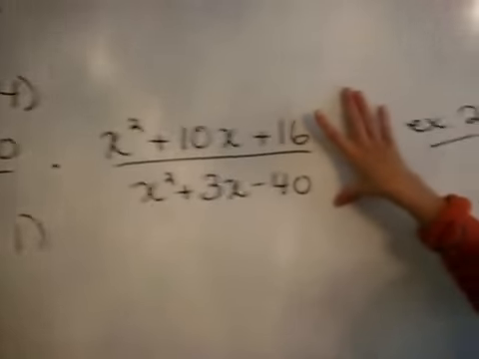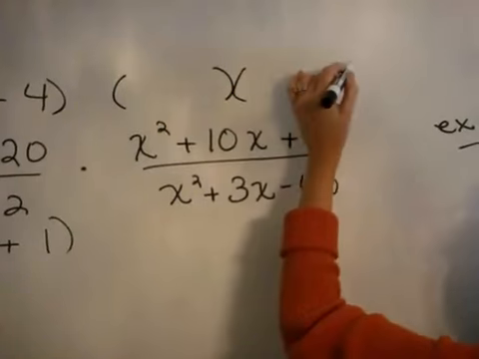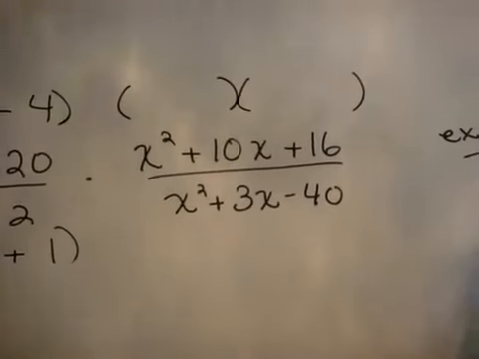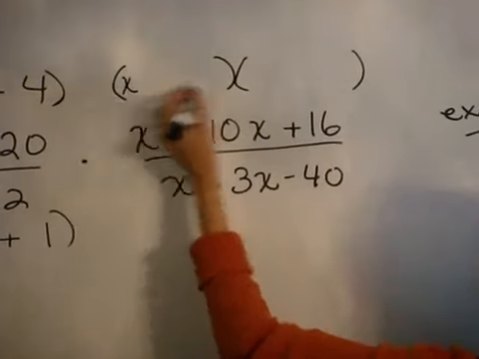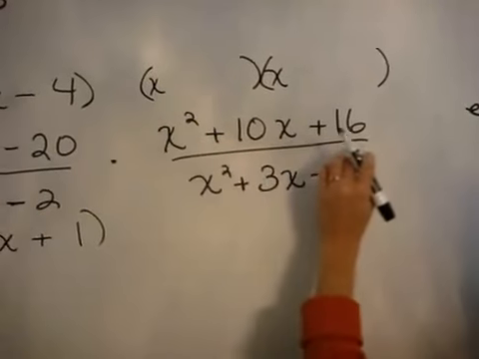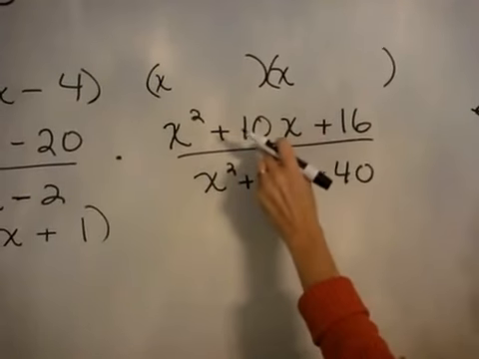We move on to this one. Factor again. You're going to get a lot of practice with factoring. These are very easy factoring problems. We haven't gotten to the difficult ones. Same idea. x times x is x squared. What times what gives me 16, and when we add them, we get 10.